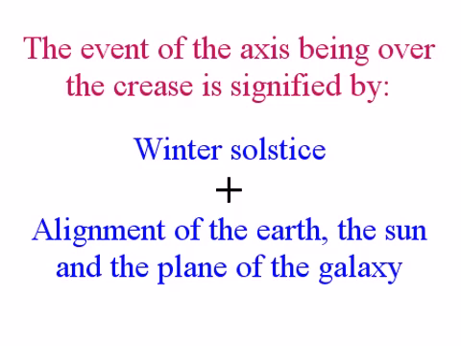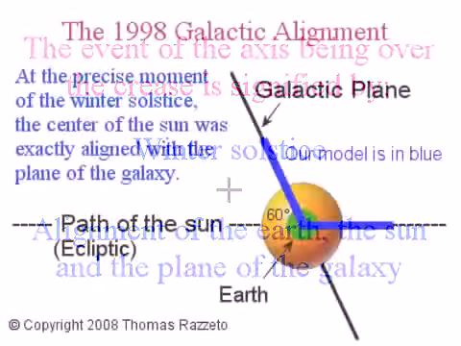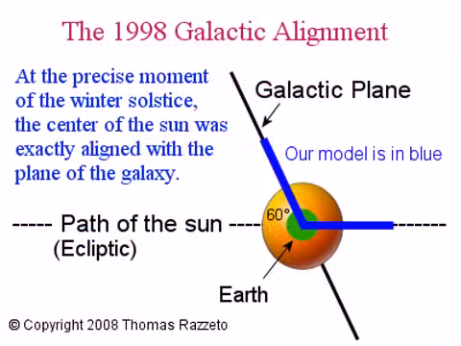Both of these events are very well known to astronomers, since they each happen once a year, but they happen together only once every 26,000 years. As a matter of fact, this event has already happened. At the precise moment of the winter solstice in 1998, the center of the sun was exactly aligned with the plane of the galaxy.